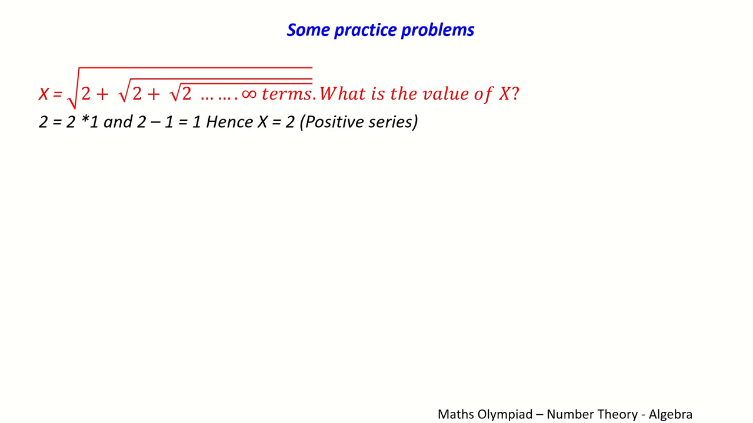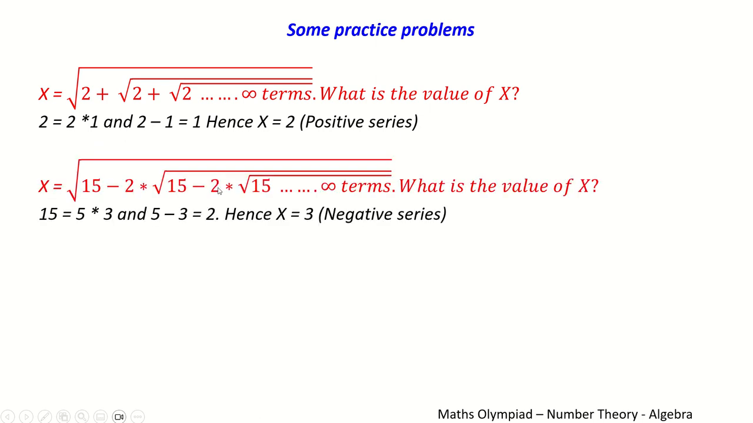x equal to square root of 2 plus square root of 2 plus square root of 2. Here the multiplicative factor is 1, so you will find the factors which differ by 1. So 2 equal to 2 into 1, and 2 minus 1 equal to 1. It's a positive series, so x equal to 2. Next, x equal to square root of 15 minus 2 into square root of 15 minus 2 into square root of 15, infinite terms. In this case the multiplicative factor is 2, so the factors should differ by 2. So 15 equal to 5 into 3, 5 minus 3 equal to 2. So the answer is 3, because it's a negative series.